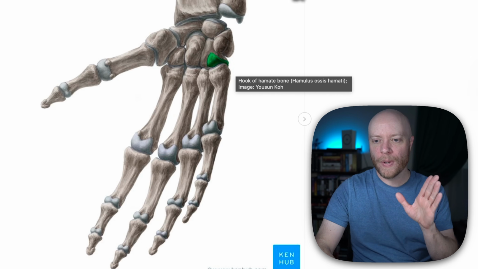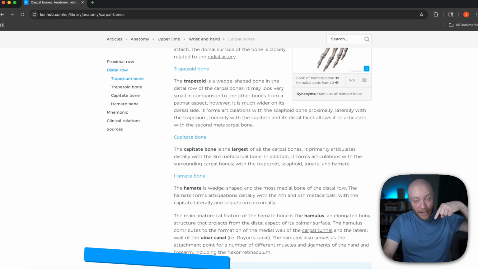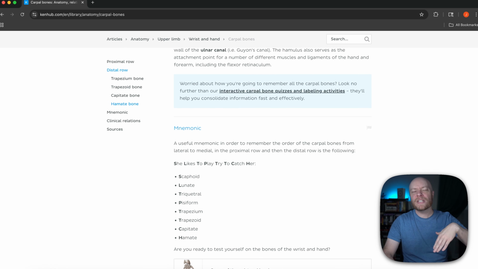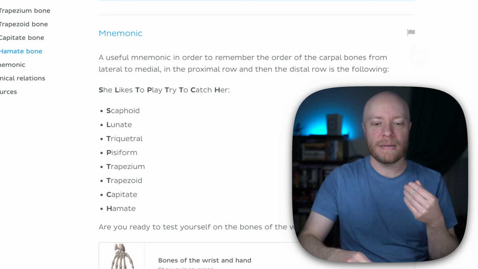But I just want to real quick show you what else is going to be in these articles. Again, there's going to be a link down in the description. I strongly encourage you to look at it. And you can see there's other mnemonics. Whenever we have a nifty mnemonic, we like to place them in the article.